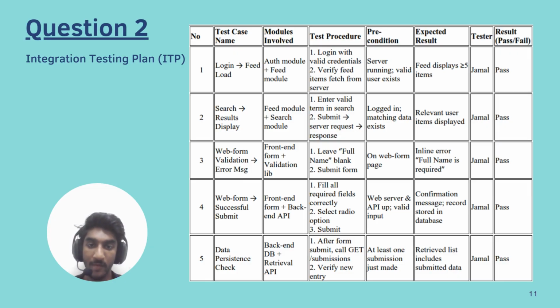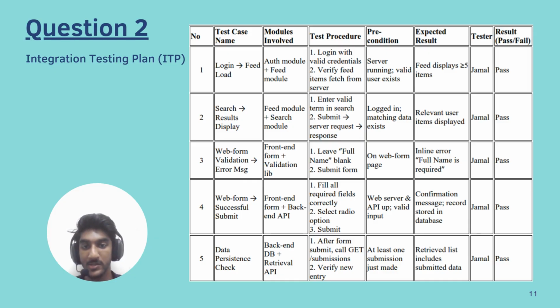For number 4, we have web form and successful submit. Modules involved are front end form and a back end API. The test procedure is fill all required fields correctly and then select radio option and submit. The preconditions are web server and API up and a valid input. The expected results are confirmation message and records stored in the database.